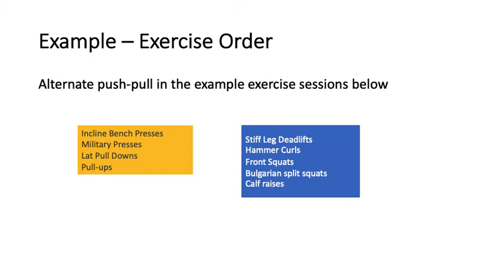The second example in blue, the order would be Bulgarian split squats, stiff leg deadlifts, where the split squat is a push from the ground up, stiff leg deadlifts is a pull, front squats is a push, hamstring curls is a pull using assistance, and calf raises usually use assistance, and in this case it would be the last exercise that you do. So you're alternating between push-pull in both of these examples.